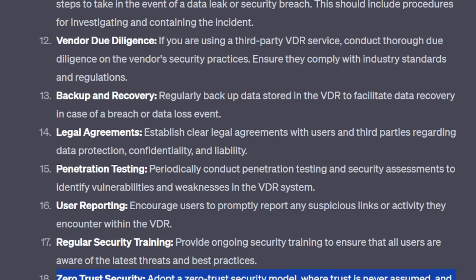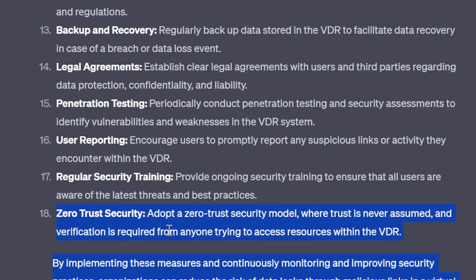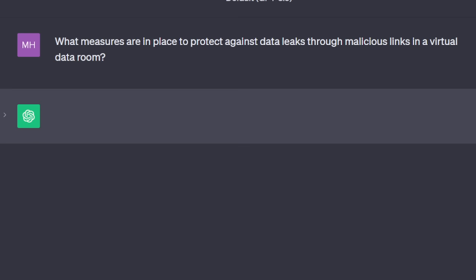Zero trust security: adopt a zero trust security model where trust is never assumed and verification is required from anyone trying to access resources within the VDR. By implementing these measures and continuously monitoring and improving security practices, organizations can reduce the risk of data leaks through malicious links in a virtual data room. It's essential to stay vigilant and adapt to evolving cybersecurity threats.